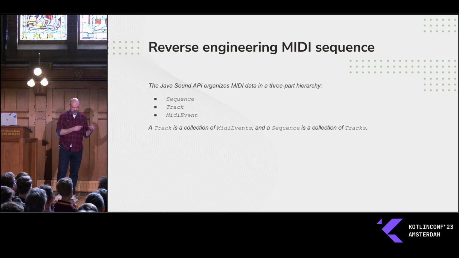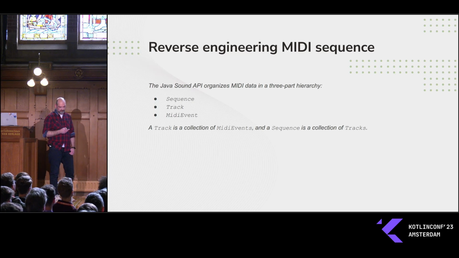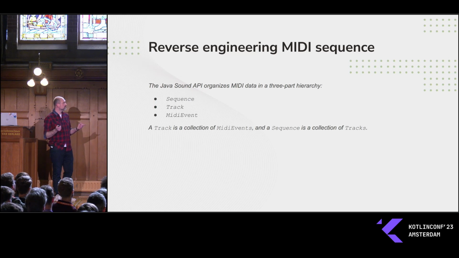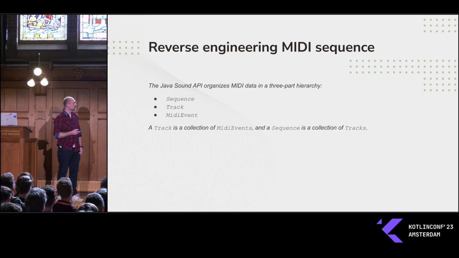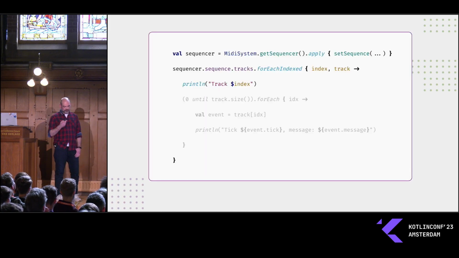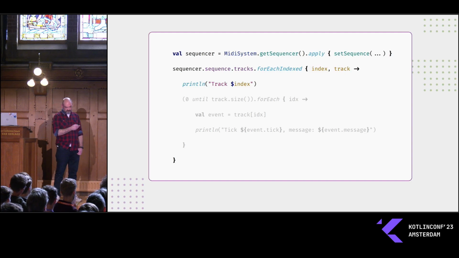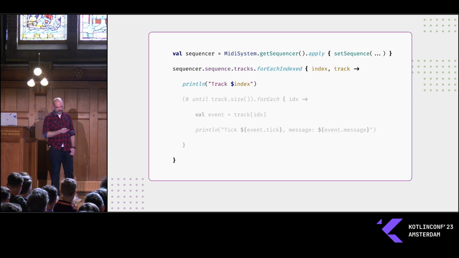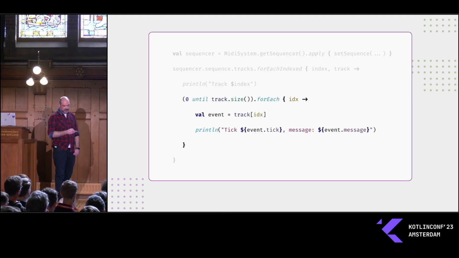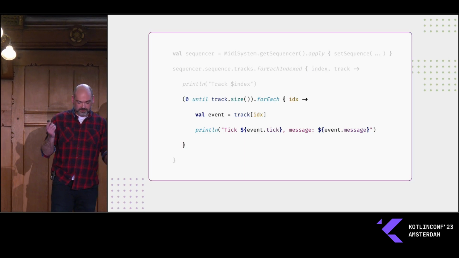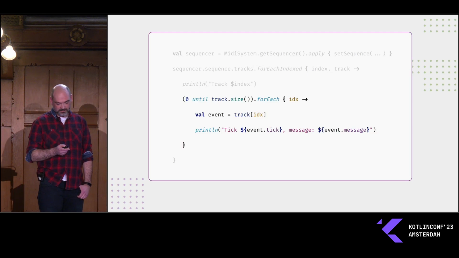I will show you some snippets from the Java docs because they describe well what is modeled. If we load the MIDI file, we have a sequence, and each sequence contains multiple tracks. You may think that a track is like, if you have different instruments, each instrument has its own track. And each track contains multiple MIDI events. Using Kotlin, we can iterate through the tracks with an index to know which track we are in, and then iterate through all events in a track. Each event contains a tick, which is information about when this event should happen, and then it has the message itself.